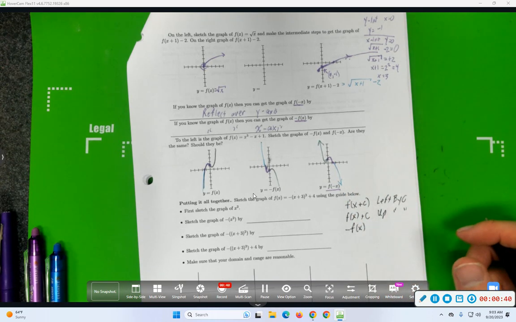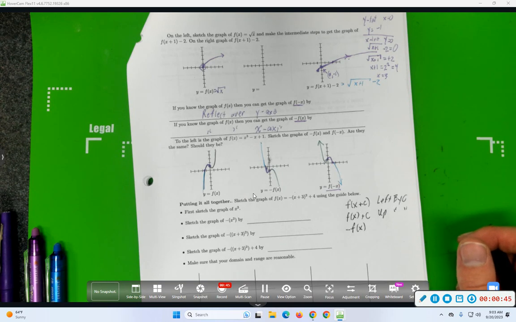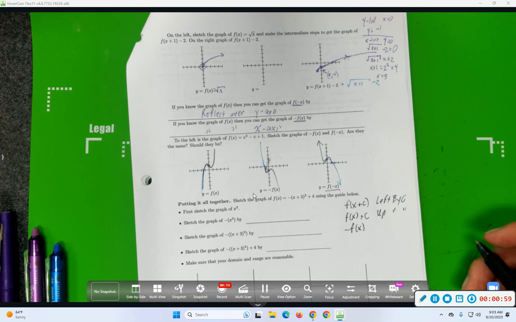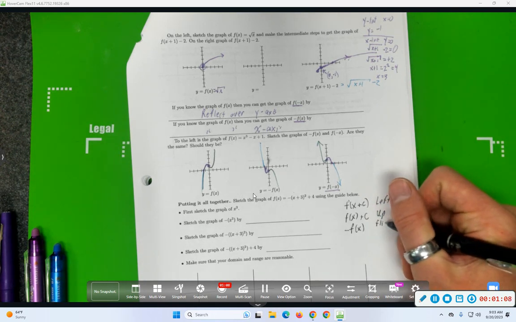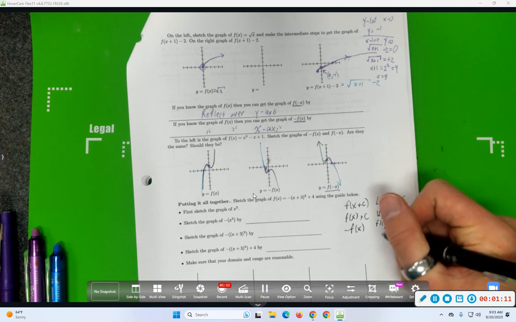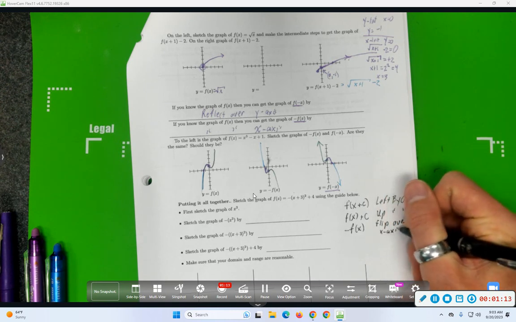If you make the whole function negative, so it'll flip it over which axis? Over the x-axis. You'll do the flip that changes y values. And sometimes it's safer to say, do the flip that changes y values than flip over the x-axis, because that's really easy to accidentally misspeak. Flip over the x-axis. Do the flip that changes y values.